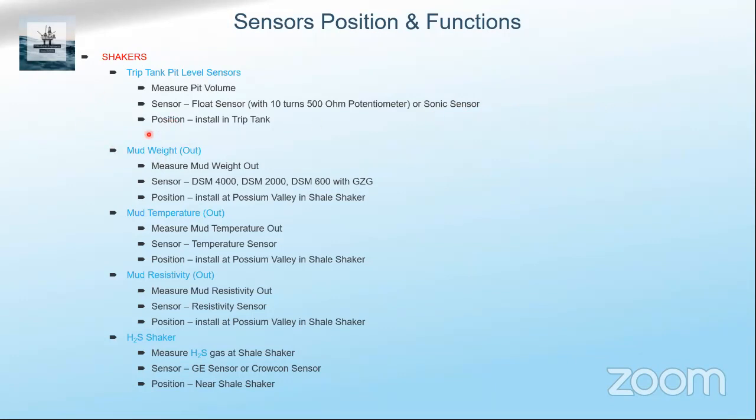Just to give you mud weight, it's not very reliable. The reliable one is DSM 700, and these other types are not really reliable. This DSM 700 is a good one. They're still working very well. It gives the density as well as the temperature. So mud weight out means the density out at the shaker. Then we also have a temperature sensor, which is very good. Normally it works perfectly all the time.